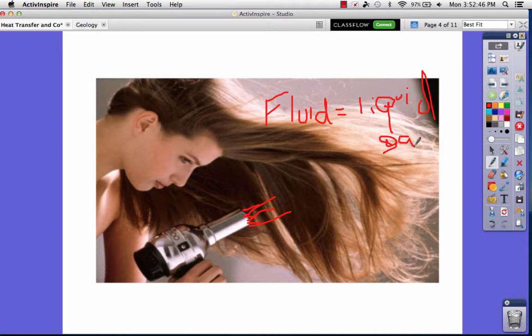It could be a liquid like the water in our demo, or it could be a gas like the air here. Okay, so the heat here is being transferred by flowing air towards the hair. And this is what we would call convection.